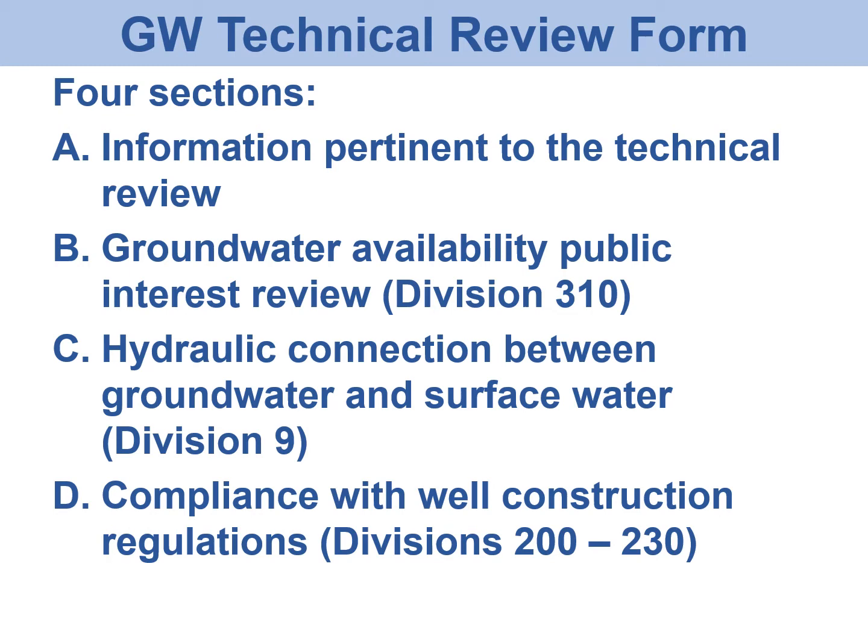So this form has four major sections. Section A is a place where we rewrite all the information pertinent to the technical review at hand and get everything in the same place in a concise format. Section B is where we address the groundwater availability portion of the public interest review. So these are all the Division 310 rules. Section C is where we assess hydraulic connection between groundwater and surface water, our Division 9 rules. And Section D is where we assess compliance with well construction regulations in Divisions 200 through 230.